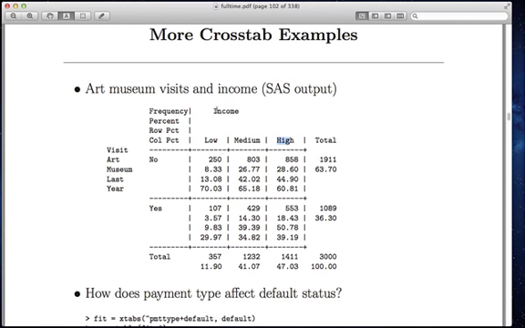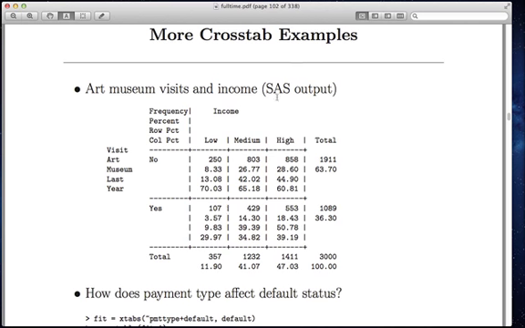Income is going to be the independent variable. Art museums will be the dependent variable. We're hypothesizing that whether or not you attend art museums is affected by your income status, since that's the thing that's under our control. We get to pick the low, the medium, or the high income vehicle. All right, so then we care about the column percent.